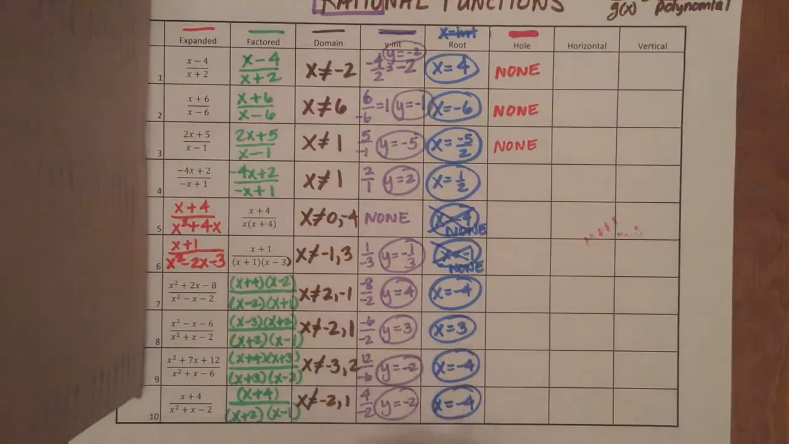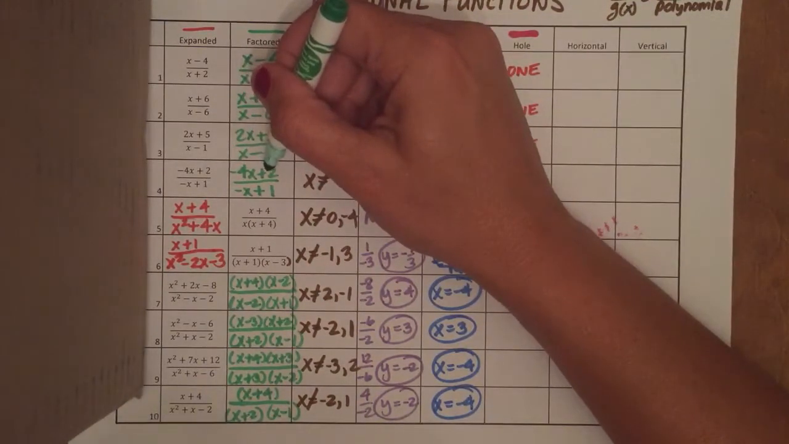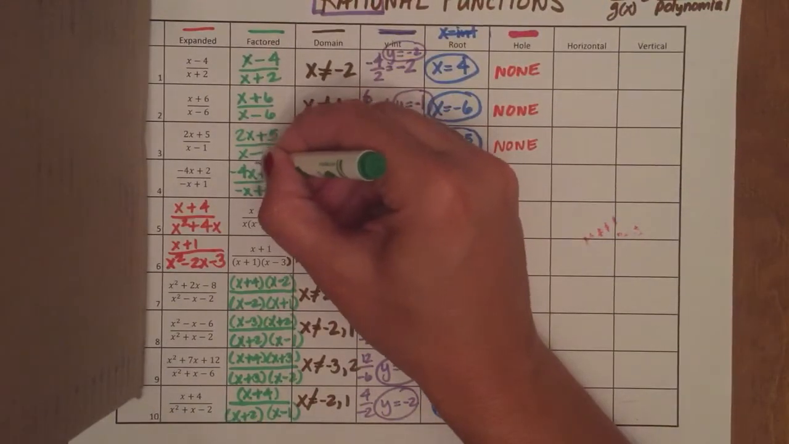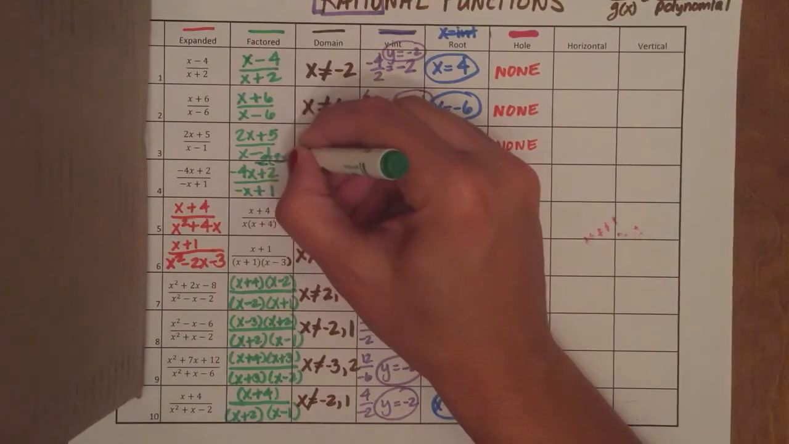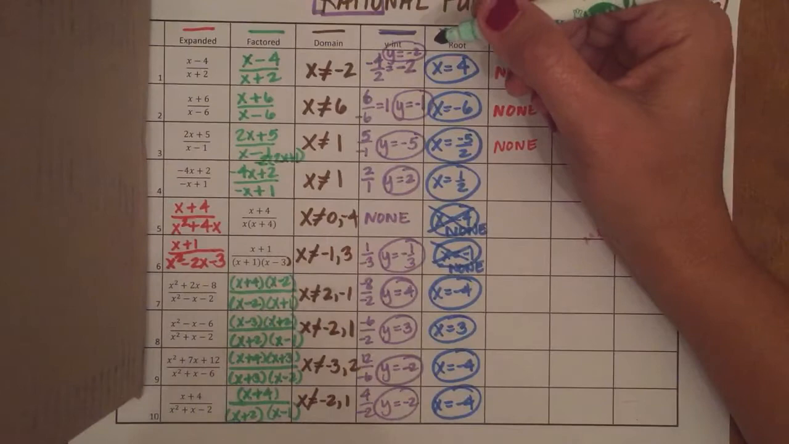Number 4, negative 4x plus 2 and negative x plus 1. Now, going back to the factored form, I just realized an error. We could have factored the negative 4x plus 2. I could have factored out a negative 2, and this would have been 2x plus 1 on top. And I should have done that earlier, and that's my fault.